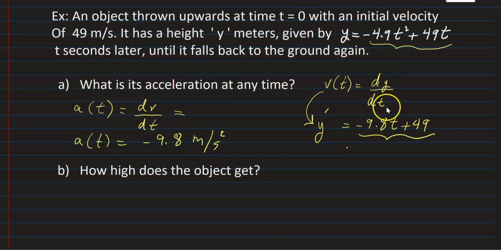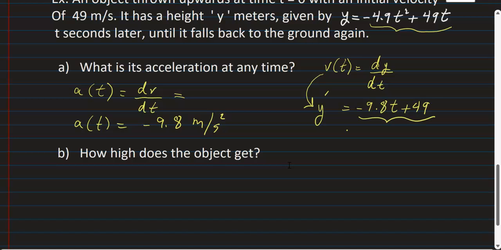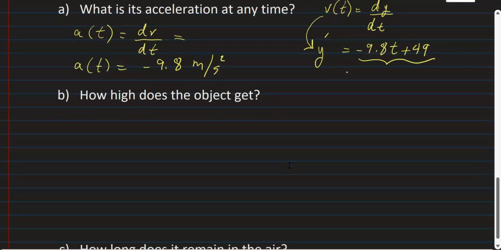Change in distance over change in time. So basically, we took the derivative of y. Let's call this y prime, and whatever you get for y prime is your velocity function. Now, to get the acceleration, you have to take the derivative of the velocity function, and that is negative 9.8 meters per second squared, based on the rules of derivatives.